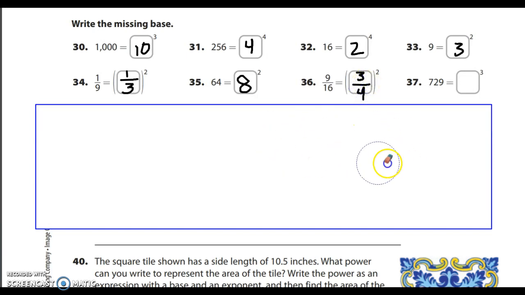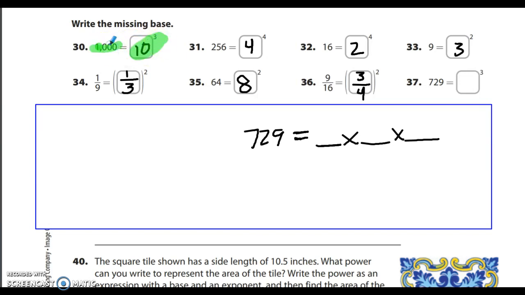Number 37 is probably the hardest one, even though it's not a fraction. What times itself 3 times is 729? 729 is a relatively large number. It's an odd number, so when we do our guess and check, we might want to try an odd number. Let's pay attention to something right here. This one's to the 3rd power, and it was 1,000. And this one's to the 3rd power, and it's 729. So logically, it's got to be smaller than 10. So odd numbers smaller than 10 would include 5, 7, 9.